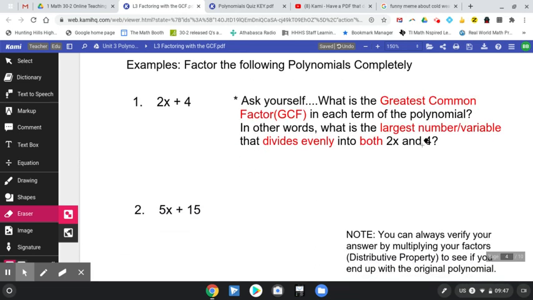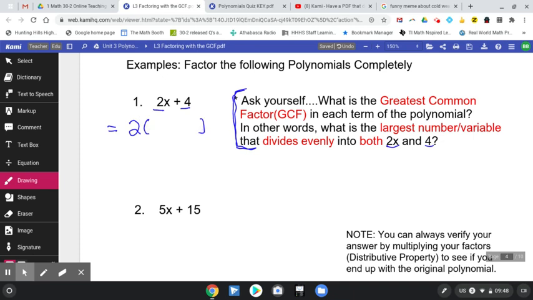Okay, so a few examples that we'll do together. What you see right here is sort of your thought process as we go through. So first thing we'll do, we're looking at these two terms. And we ask ourselves, what is the greatest common factor in each term of the polynomial? In other words, what is the largest number and or variable that divides evenly into both the 2x and the 4? So our greatest common factor is going to be 2.